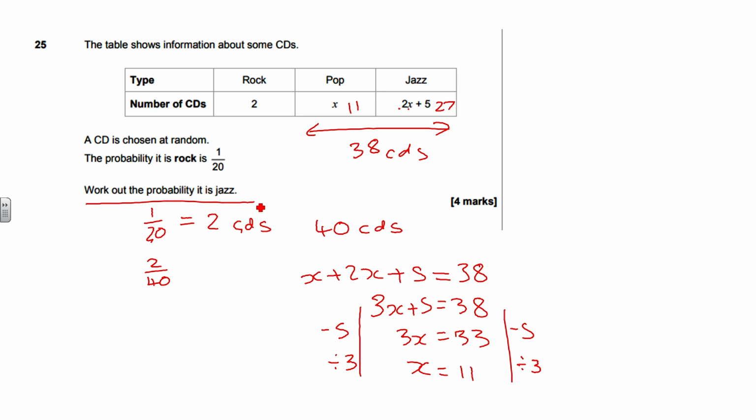Probability it's jazz. I've done all the hard work, I've just got to write that probability down because that's my overall aim, is 27 out of 40.